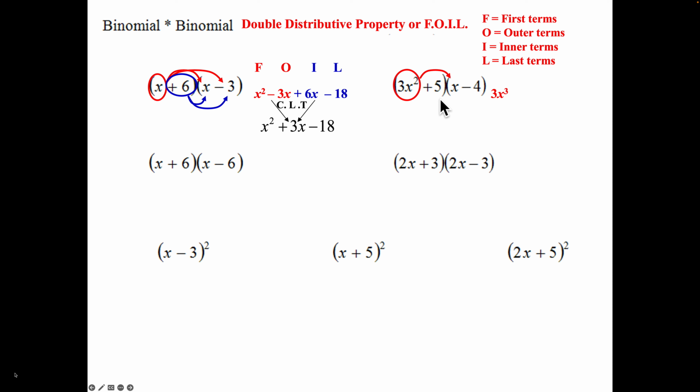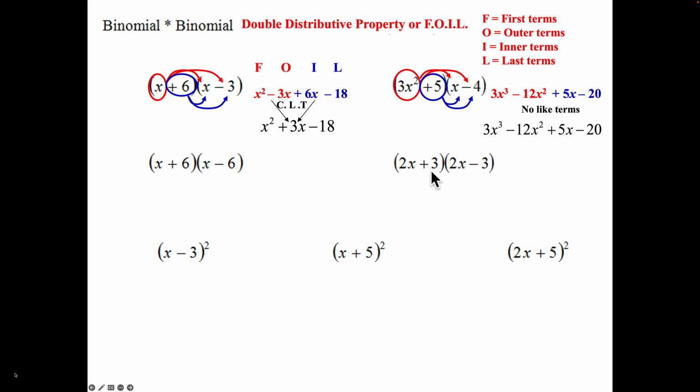So if we multiply this out, 3x squared times x is 3x cubed. 3x squared times a minus 4 is a minus 12x squared. 5 times the x, that's a plus 5x, and 5 times the minus 4 is minus 20. You'll notice the 2 middle terms are not alike, therefore there's no combining of like terms, and this is our answer.